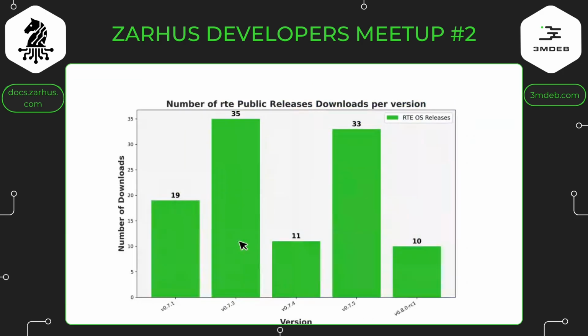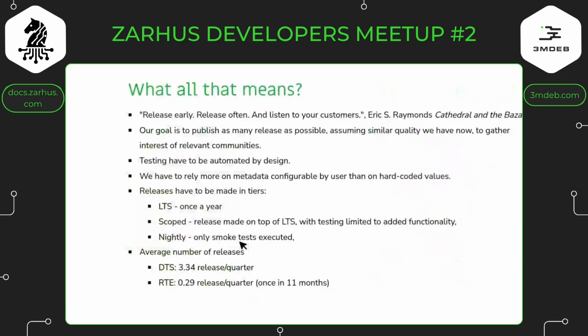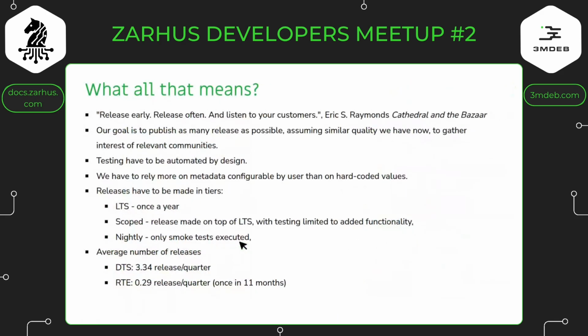Okay, these are RTE OS releases, so you can see that it's not as popular as DTS, and of course the releases are rare. If we look at the statistics, maybe what all that means, what kind of conclusion we should take from that. I really like Eric Raymond's The Cathedral and the Bazaar and the whole philosophy presented there. To be honest, 3mdeb is built on that philosophy, so I really encourage everyone to read that book.